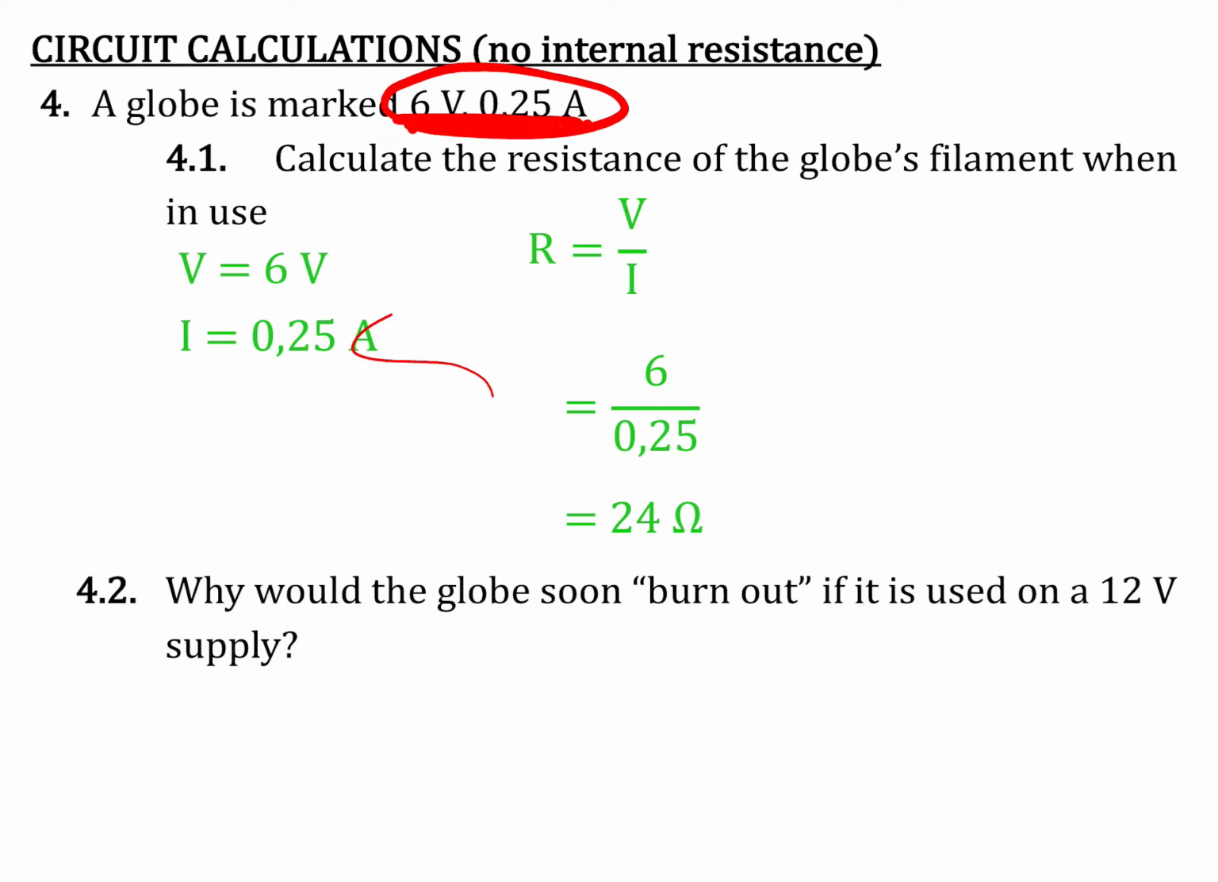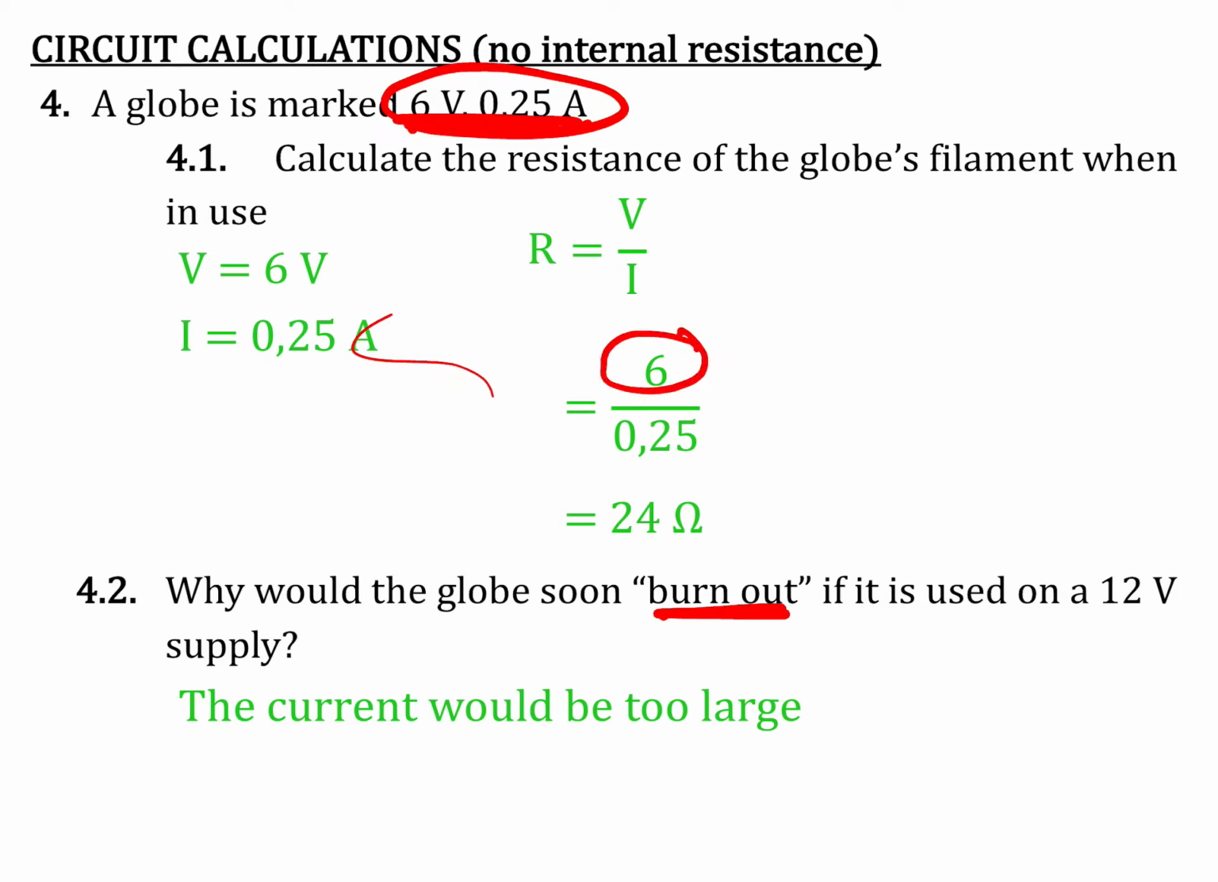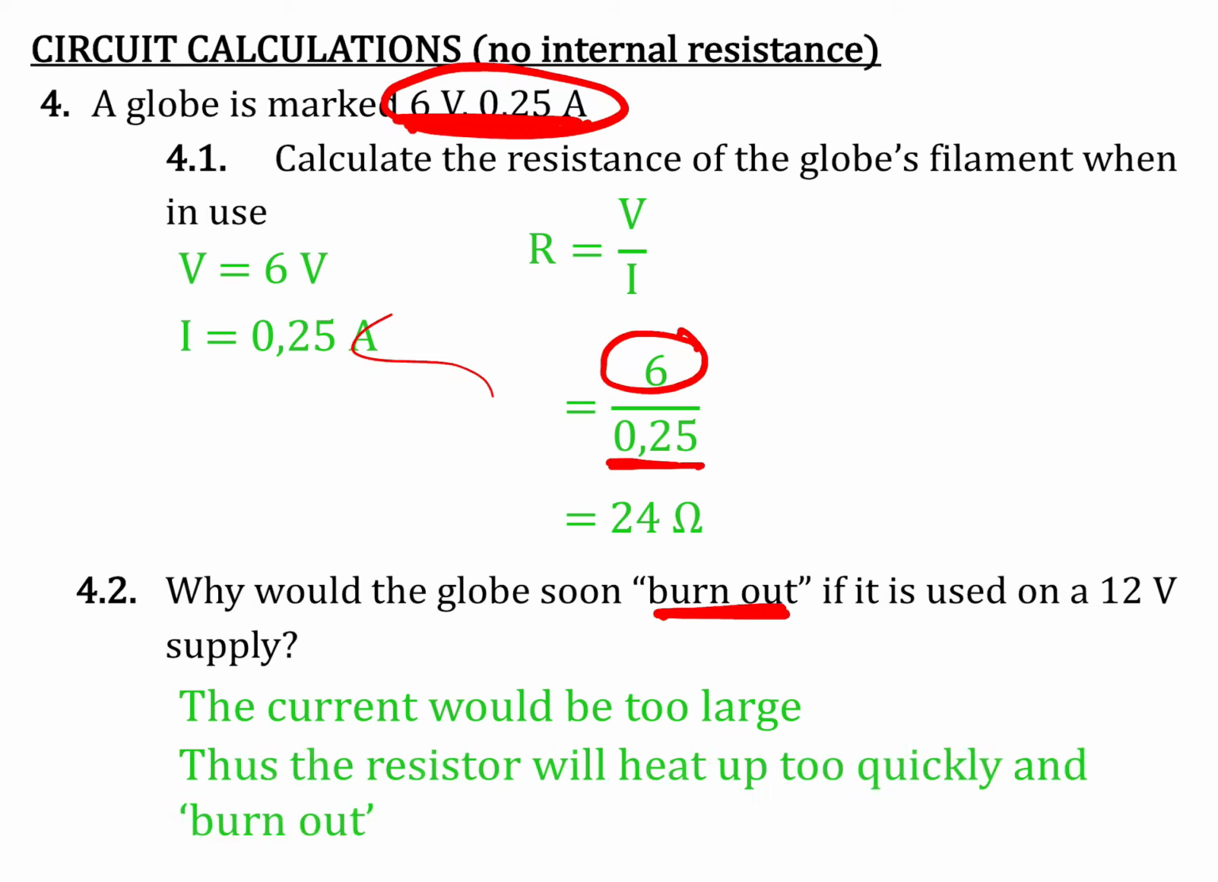Then they ask you, why would the globe soon burn out? Burn out means it gets hot and it breaks if we use a 12 volt supply. Well, ideally, it should just be a 6 volt supply. The current would then be too big, because if I double my potential, I have to double the current. That means it's going to get really hot, and then it's going to burn out. So the resistor will heat up too quickly, and the resistor will burn out.